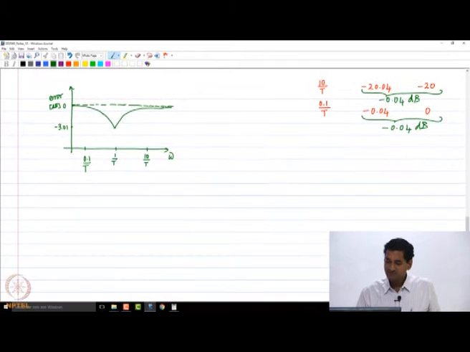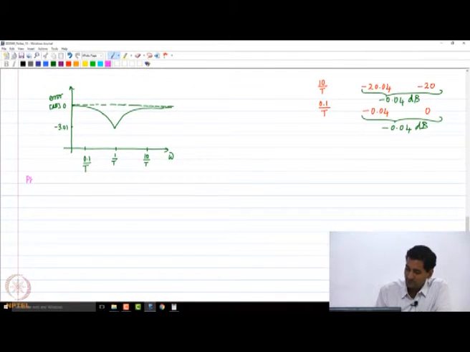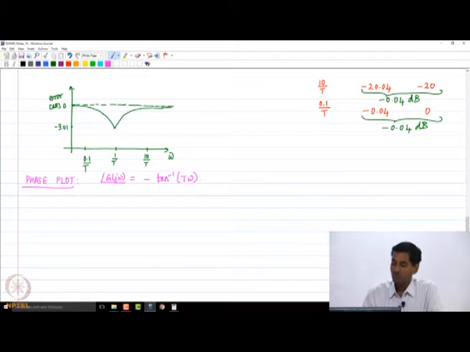So now let's come to the phase plot. So what do you think will happen to the phase? Please note that the phase of this particular factor is going to be minus tan inverse of T omega, right. So what do you think happens to the phase? If you calculate the phase of G of j omega versus omega, what's going to happen?